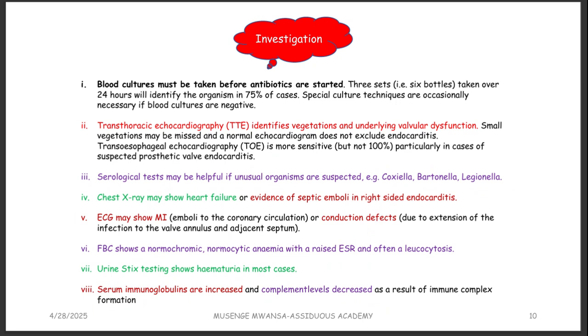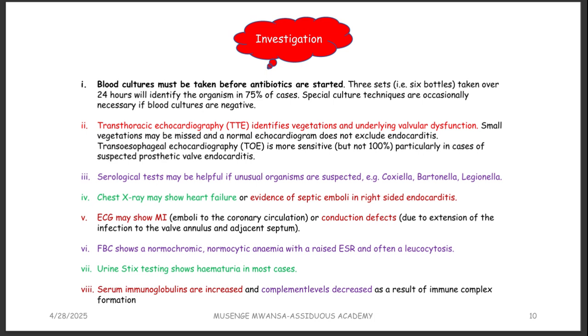You can also do a full blood count. Remember we said that another complication is anemia. So the full blood count will show normocytic, normochromic anemia. And then there is also a raised erythrocyte sedimentation rate. And there is leukocytosis. There is an increase in the number of white blood cells.